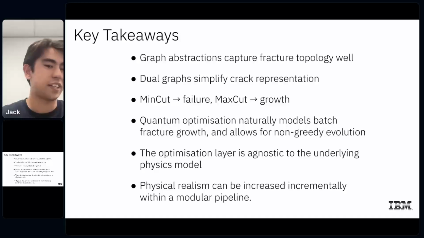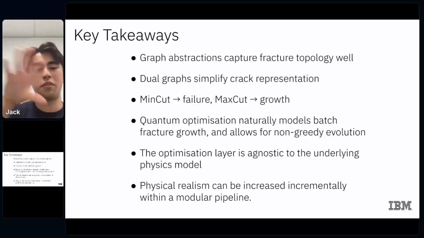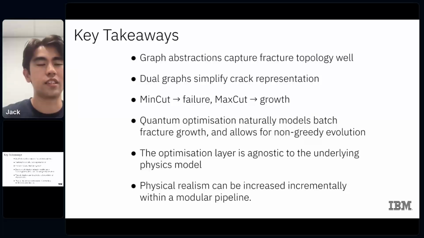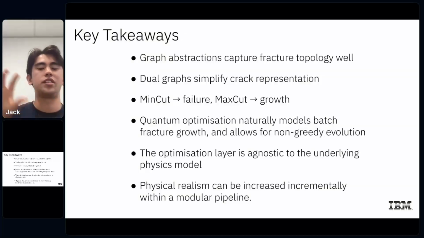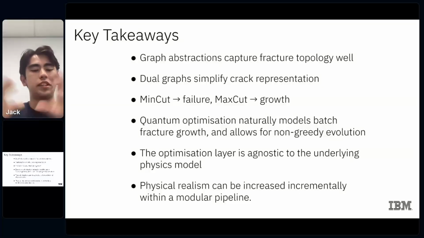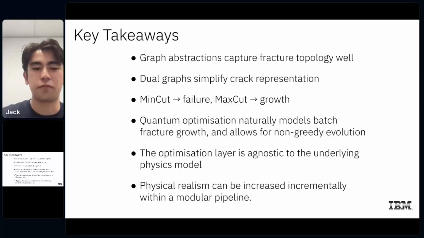Some key takeaways from this project: the graph abstraction, the graph formulation of the ice shelf, is working pretty well so far, and we think we can extend it to more complicated cases. Using the min cut and max cut hand in hand to look at the failure and the growth of cracks is also pretty useful. And finally, the pipeline that we've designed is very modular, so we can switch out the optimization layer, and we can switch out some of the physical models to increase the physical realism of the modeling itself.